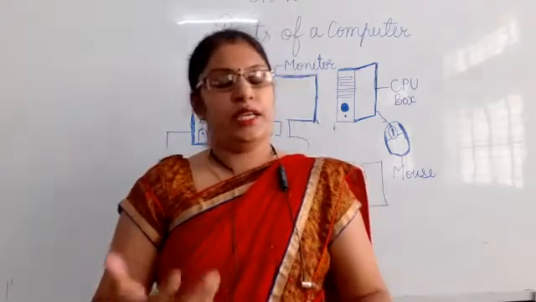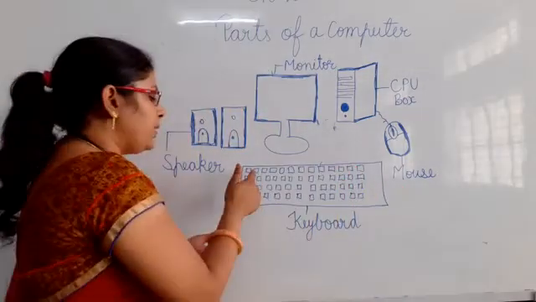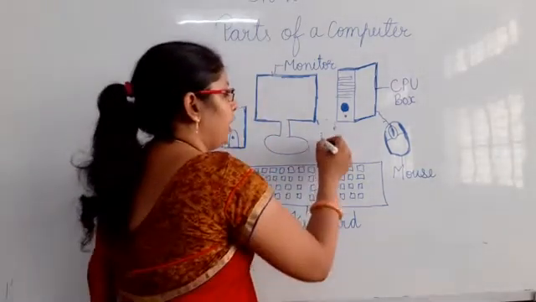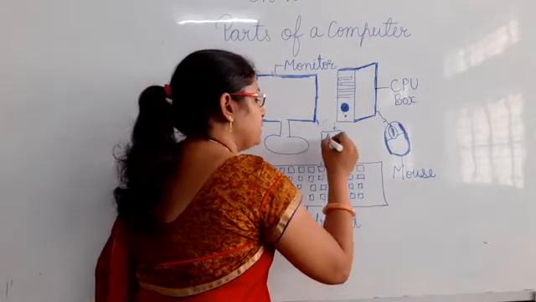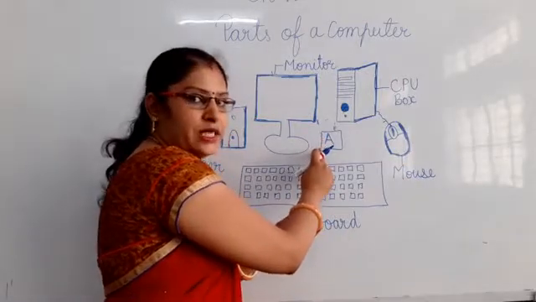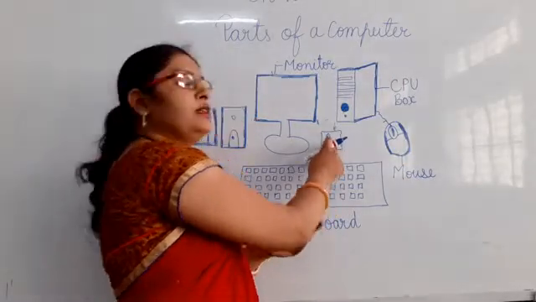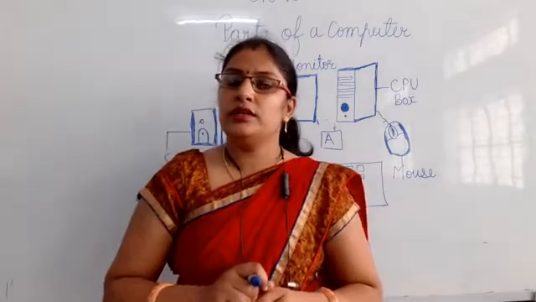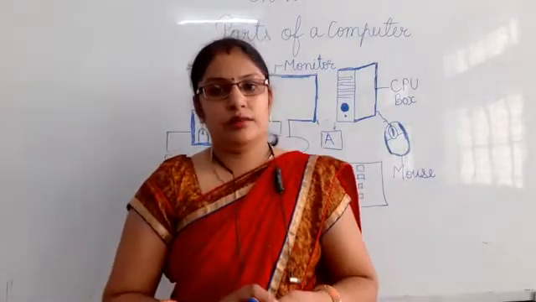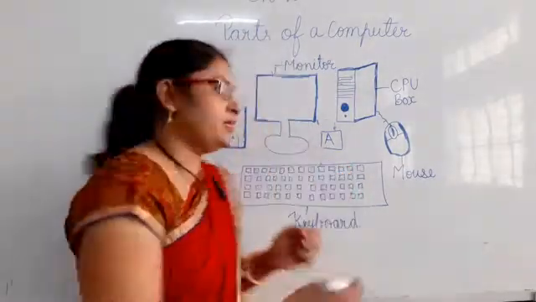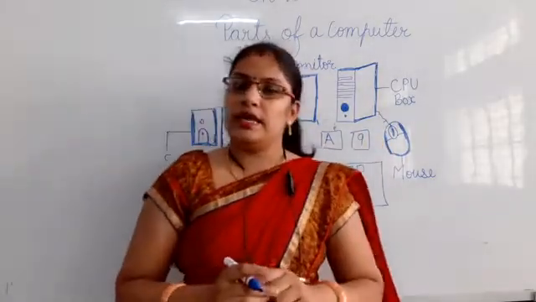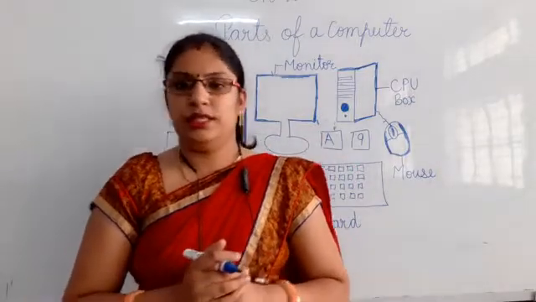It has many keys, many buttons. When we press any button, suppose we press A. Suppose A is written on this key. If we press the A key, then what will be typed on the monitor? The A will be typed on the monitor. And if you press the number 9 key, then 9 will be typed on the monitor.